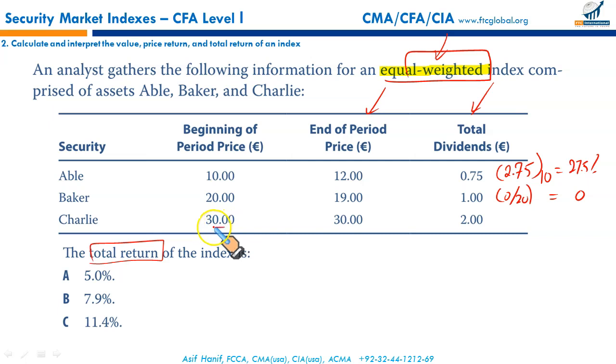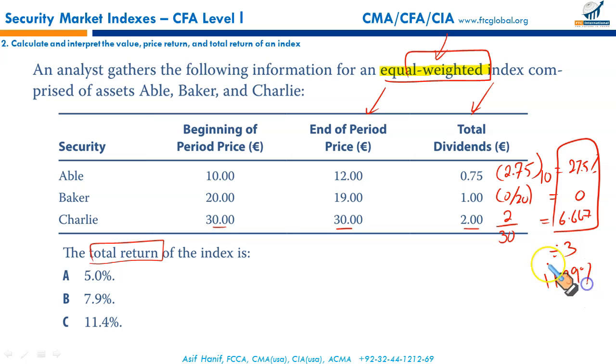For Charlie, the price stayed the same, but there is a return in the form of dividend. So it's 2 upon the original price, 30. So 2 by 30 times 100 gives you 6.667%. Now if you add all these and divide by 3, it will give you 11.39%. So that is the total return index.